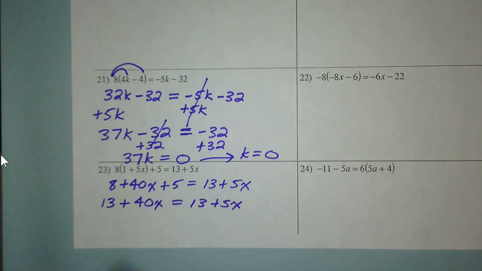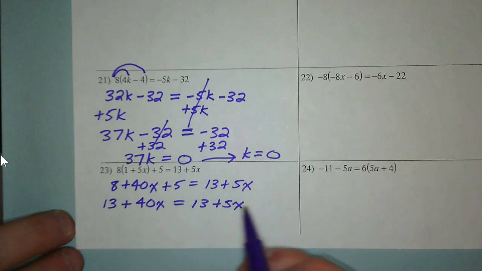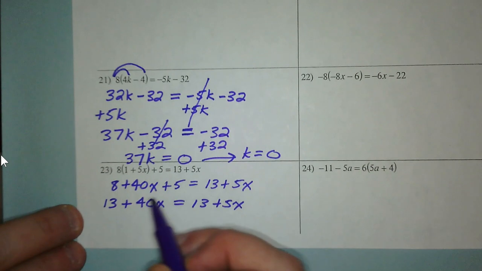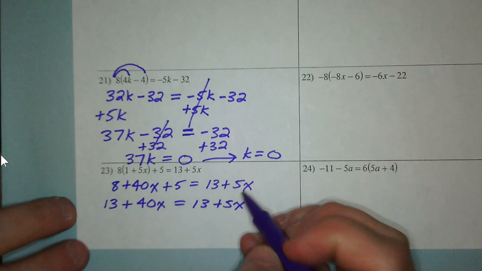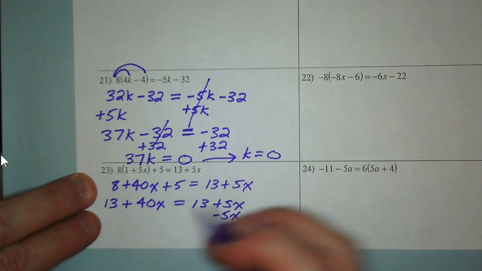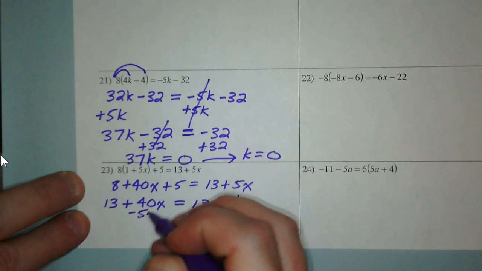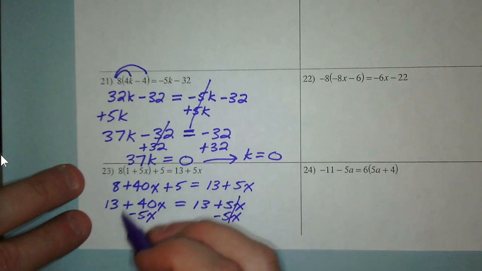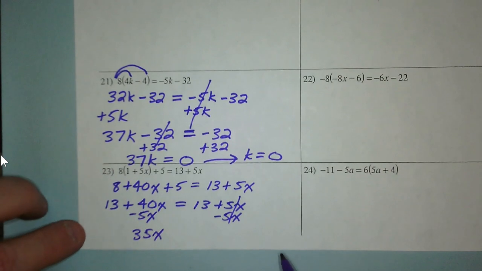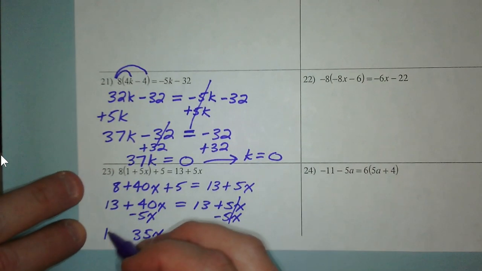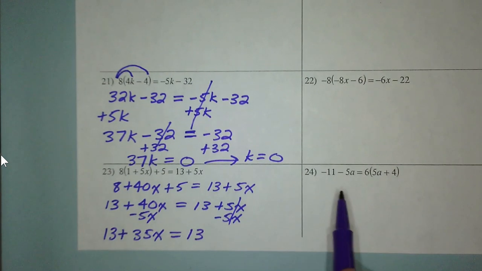Now you can continue. The very next thing we would do is, we've got an X over here and an X over on the other side. I've got to get them all on the same side by subtracting 5X away from this side over to the other side. So this becomes 35X, and wow, not having a lot of room here. But that drops down, and this 13 is going to end up being very similar to number 21.